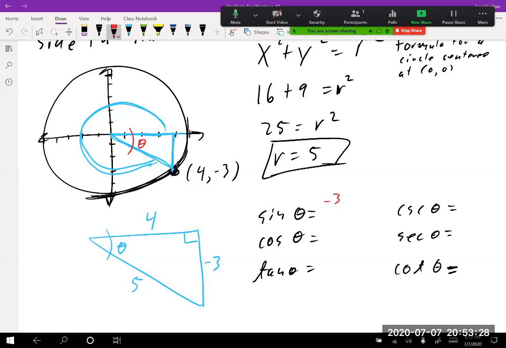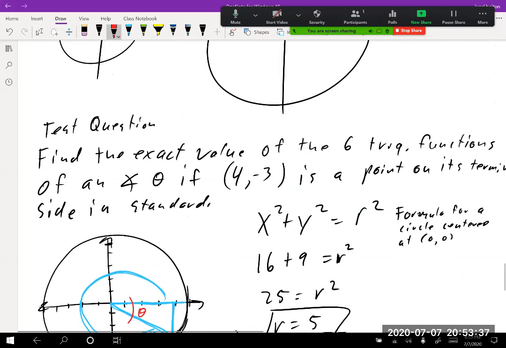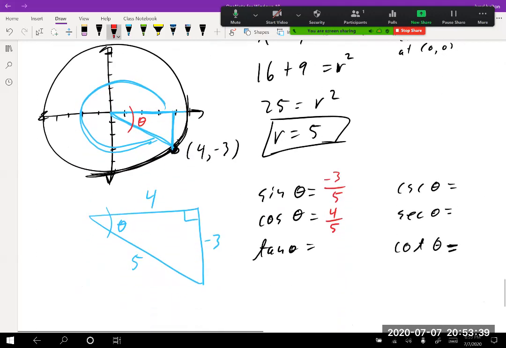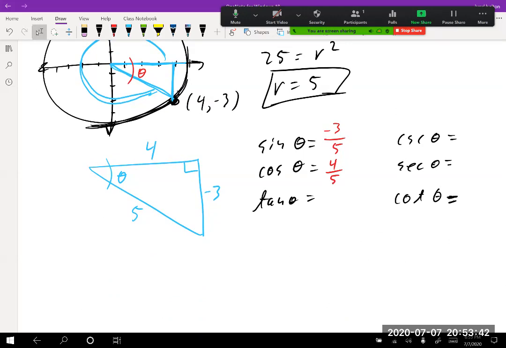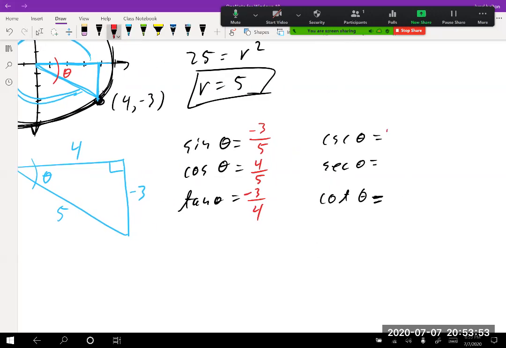Now, sine, they say, is the y coordinate divided by the radius, which is 5. Cosine is the x coordinate divided by the radius. And then tangent, if we look up here, it says is y over x. So y is worth -3 over x, which is worth 4, okay? So y over x, -3 over 4. Now this will be the reciprocal, -5 over 3. This will be the reciprocal, 5 over 4. And this will be the reciprocal, 4 over 3 with a negative.